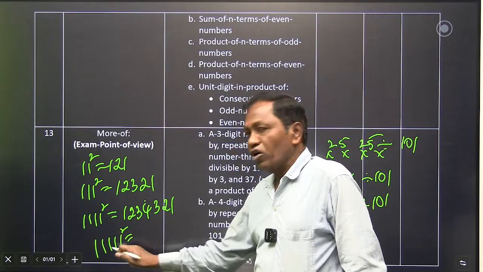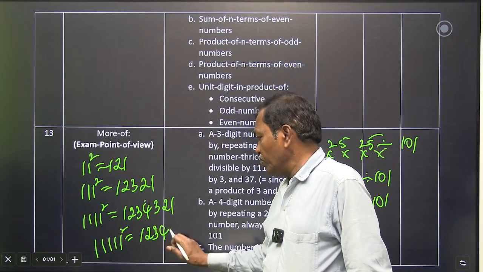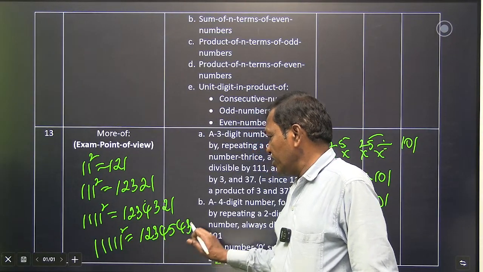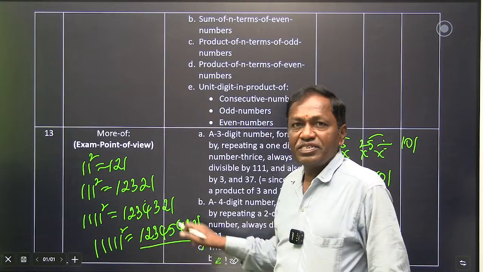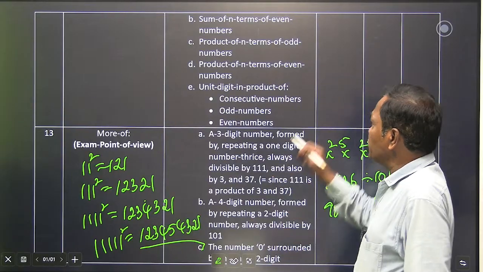5 ones are there. 1, 2, 3, 4, 5, 4, 3, 2, 1. It goes on like that. These are properties of numbers. And the same way, you can also see for even 0 also.